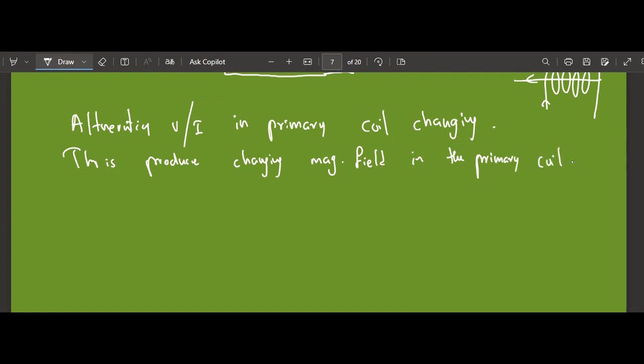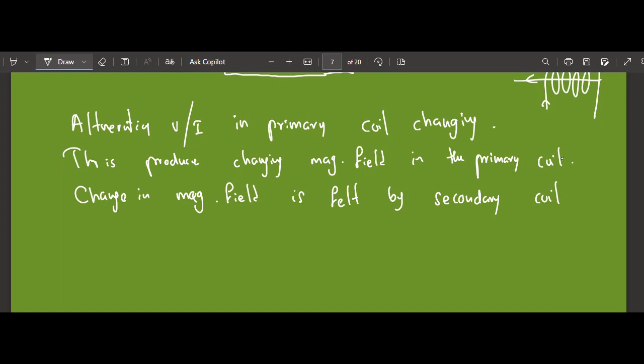In the primary. So then what will happen? The change in magnetic field is felt by the secondary coil, right? So how is it felt by the secondary coil? With the help of that soft iron core, right?